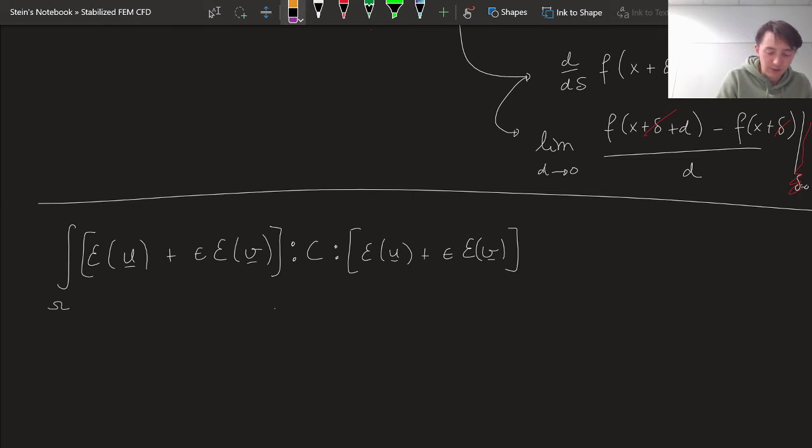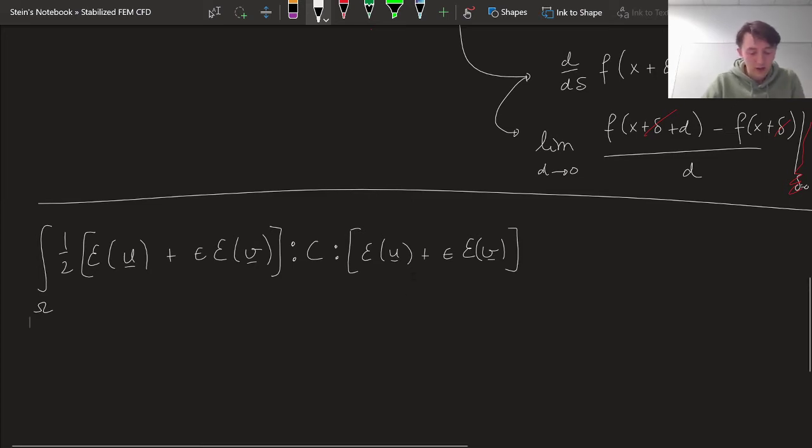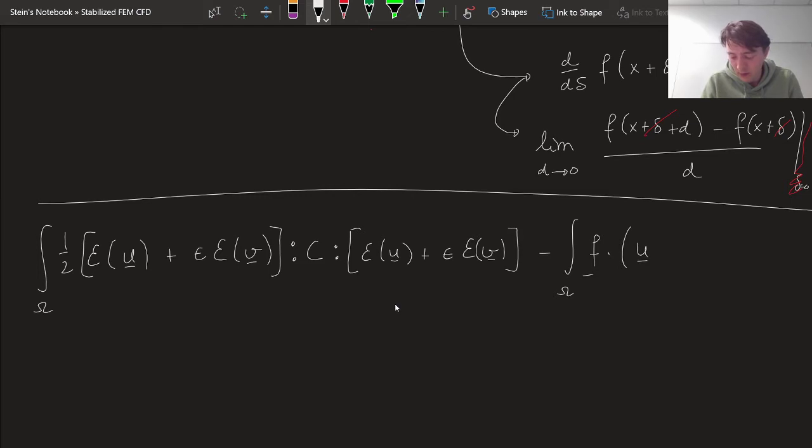And there should be a half up front here. Now then, I had some more terms. I had minus f dotted with u plus epsilon v. And I had minus the integral on the Neumann boundary of the traction, also dotted with u plus epsilon v.